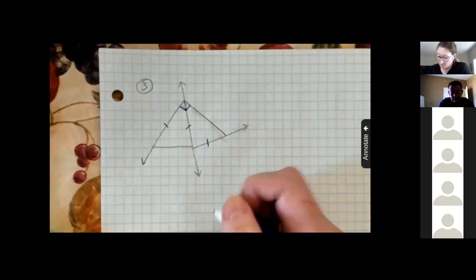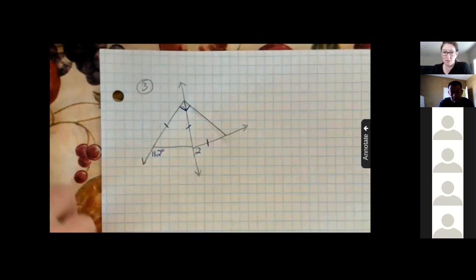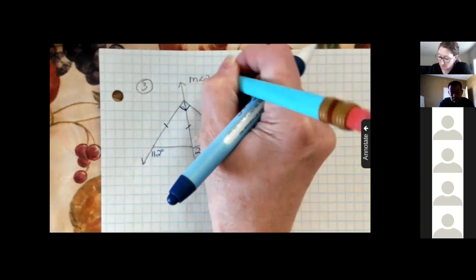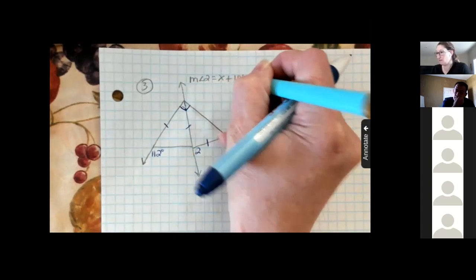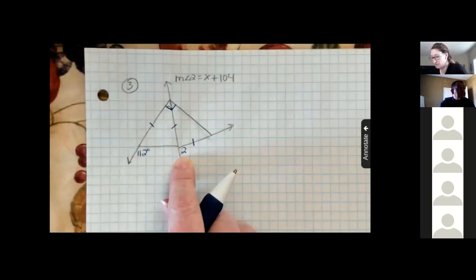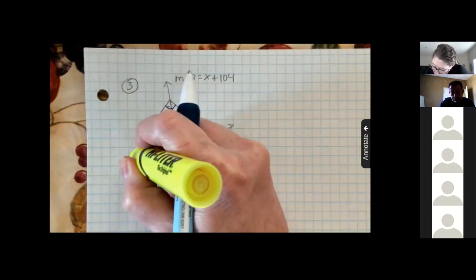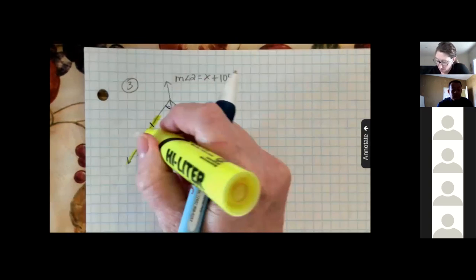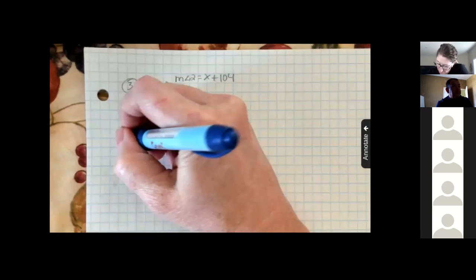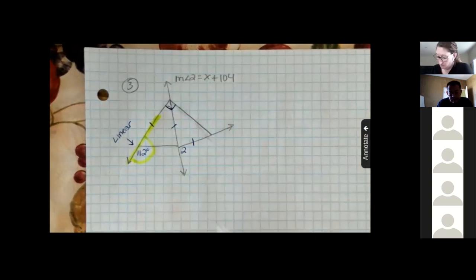We know that this angle is 112, and we need angle 2 because our problem says that the measure of angle 2 equals x plus 104. Now, where do we start? Okay, we start with what we know and work our way around to what we need to know. Okay, this is a linear pair. So we need to find the other pair part of 112.